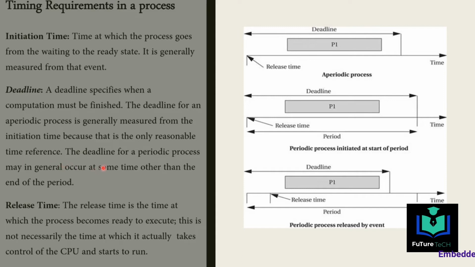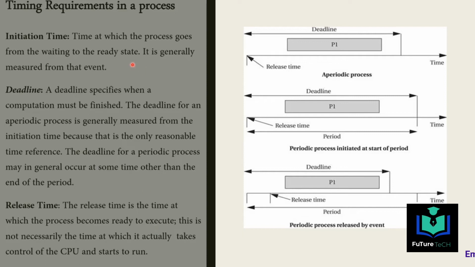The deadline for the periodic process may in general occur at some time other than the end of the period. For the periodic process, the deadline is fixed at the start of the process itself. The next term is called release time. The release time is the time at which the process becomes ready to execute.